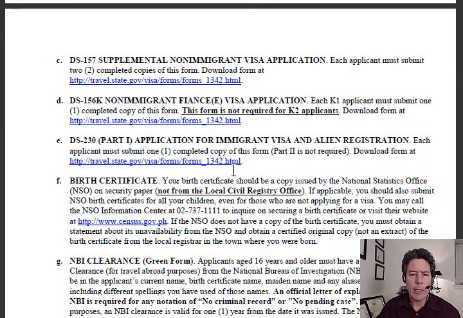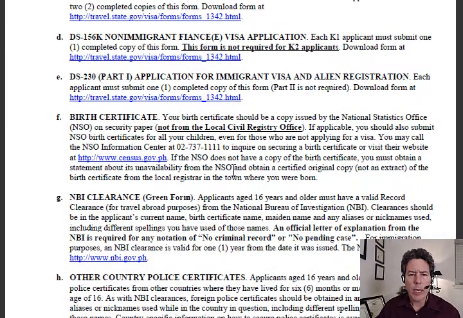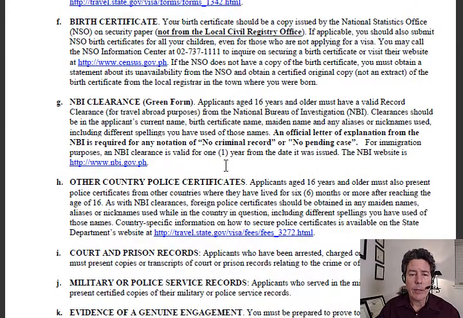Look through passport. Here's your checklist of stuff. NDI clearance. Here it is, green form. Applicants age 16 years or older must have a valid record clearance for travel abroad purposes from the National Bureau of Investigation. Clearances should be in the applicant's current name, birth certificate name, maiden name, any other alias or nicknames used, including different spellings you have used in those names.